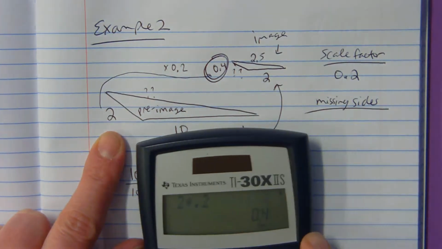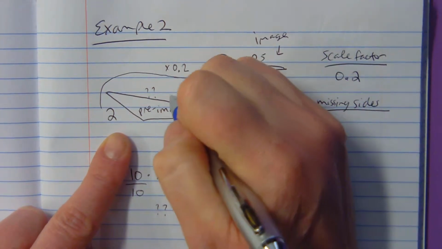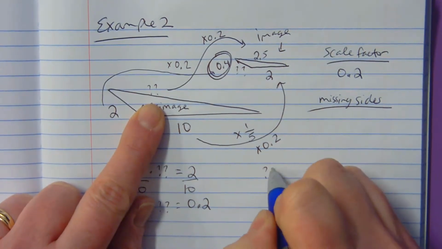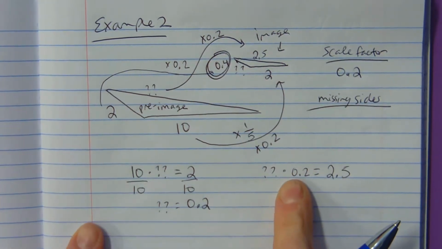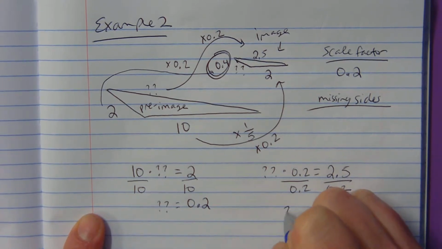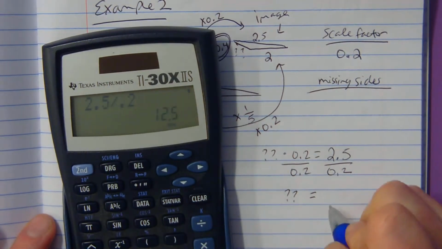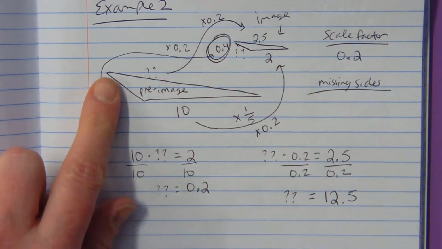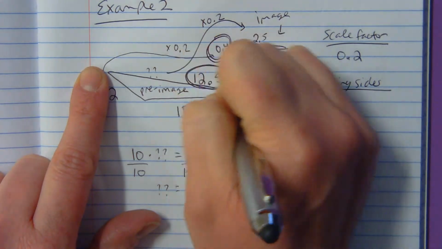And then now it's what number times 2/10 gives me 2.5. So I'm trying to go from here to there times 2/10. What number is that? So again, what number times 0.2 will equal 2.5. So now I need to divide by 2/10 to figure this out. And so question mark equals, put it on the calculator. 2.5 divided by 0.2 equals 12.5 or 12 5/10. And so this long length here looks longer than 10, so I'm glad I got 12.5. So that's my other missing side.